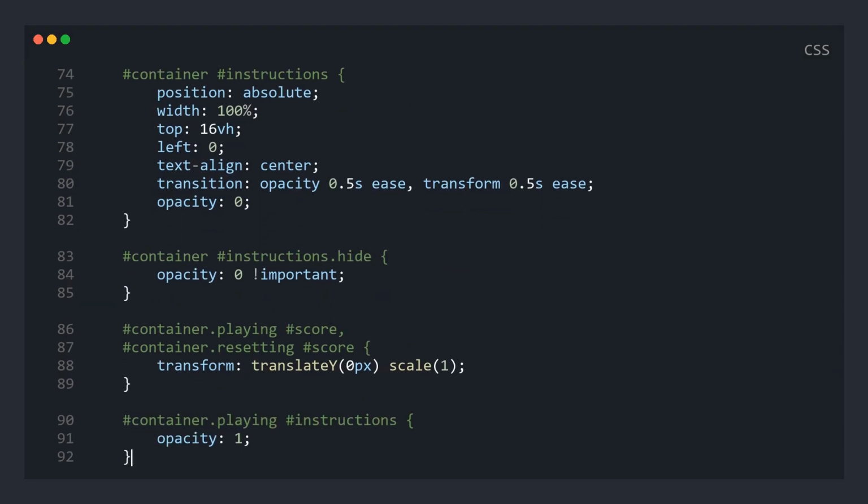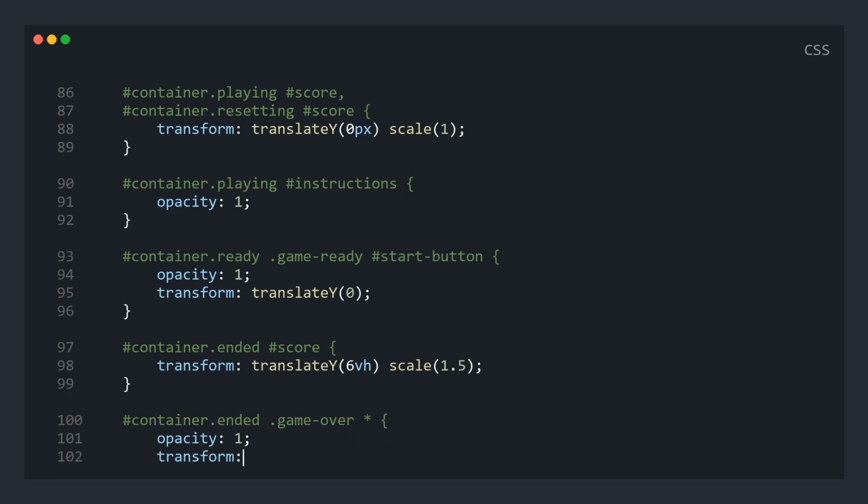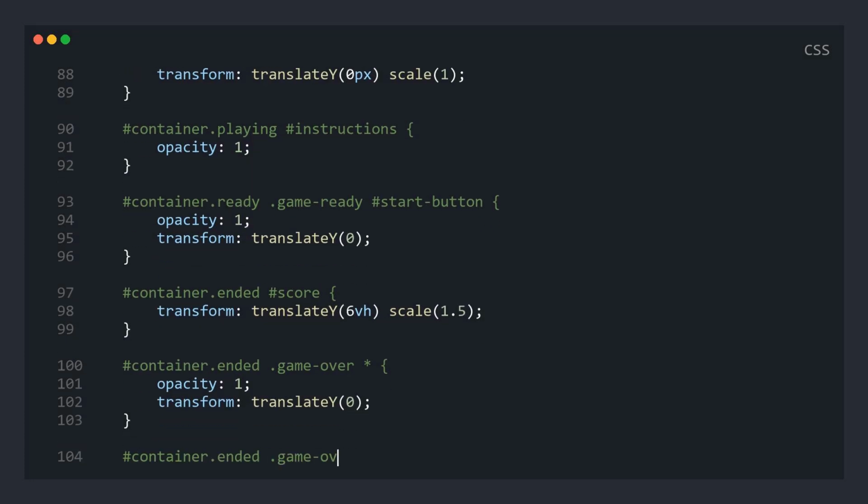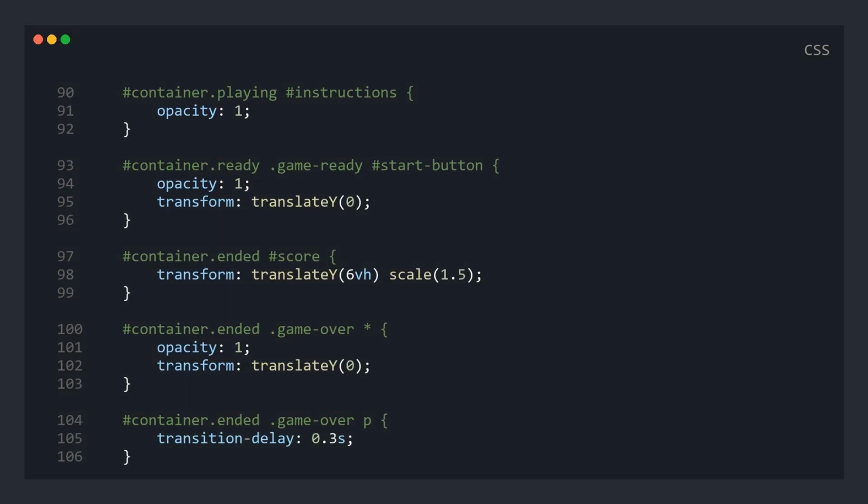These rules tie into game states. Playing and resetting show the score. Playing reveals instructions. Ready shows the start button. Ended moves and scales the score. It also reveals the game over text with a slight delay on the P tags.